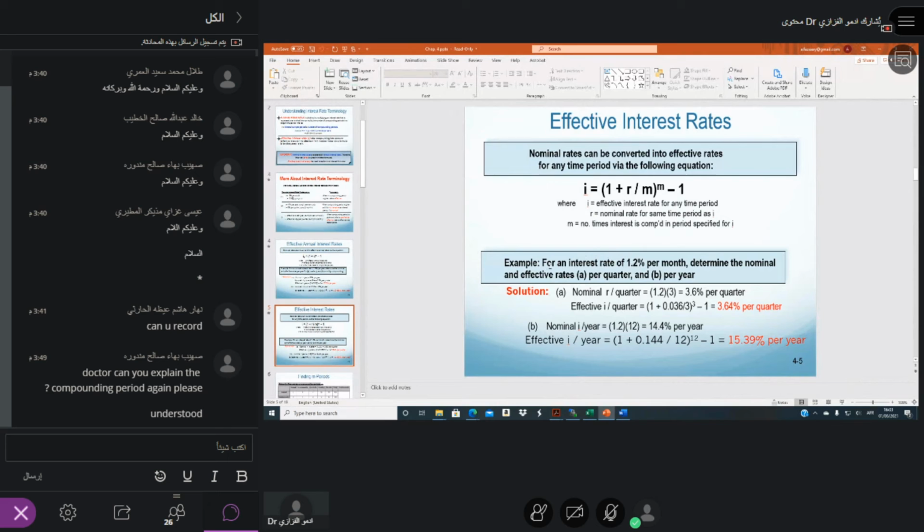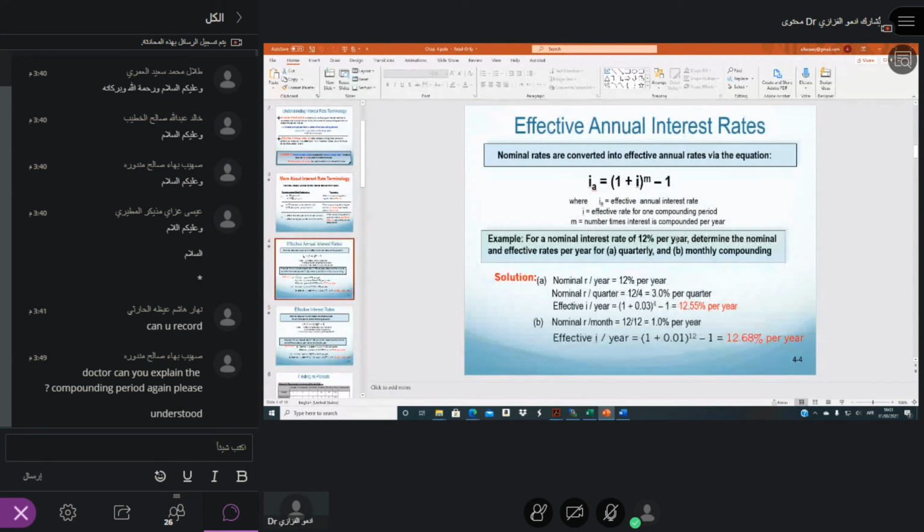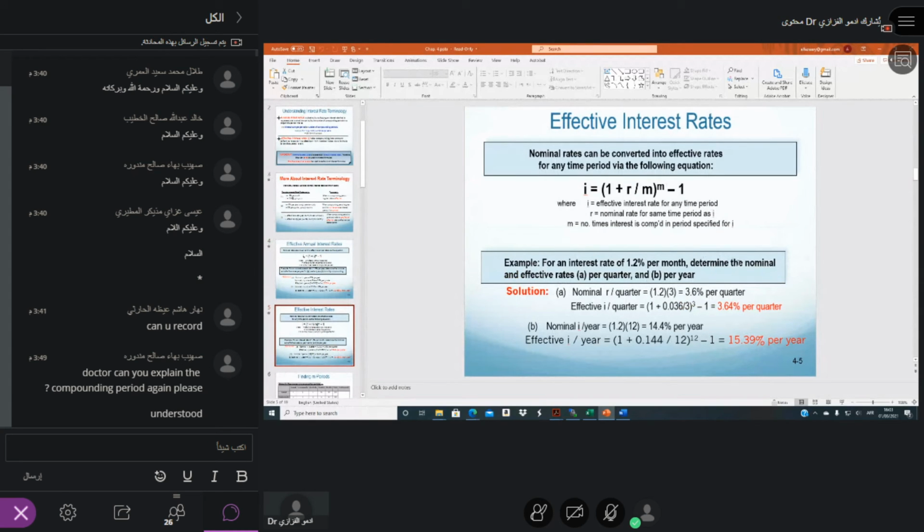So now an example is for an interest rate of 1.2% monthly. So they are giving you a monthly interest rate. In the other question, they give you the yearly interest rate. Now they're giving you a monthly interest rate. You are asked to determine the nominal and effective rates per quarter and per year.